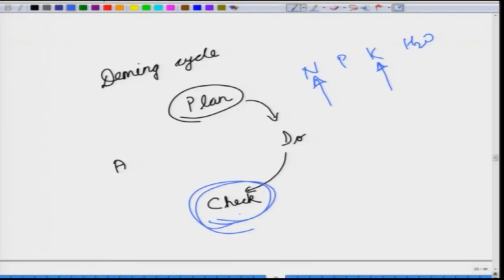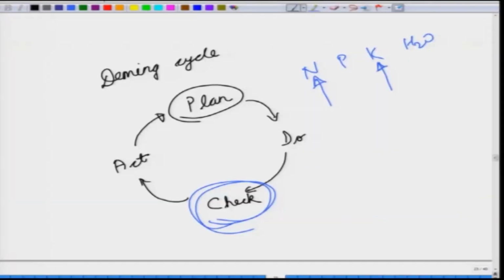Based on the checking stage, the next stage is act. So, you act on the information that you are getting from the checking stage, and with this act you again start to make a plan. In place of nitrogen, your new plan is to add potassium. Then it will move back to the do stage. So, this is the PDCA cycle. You have plan, do, check and act.